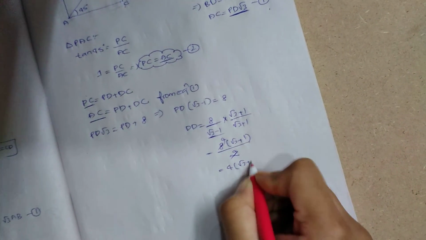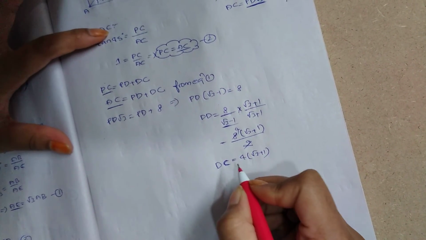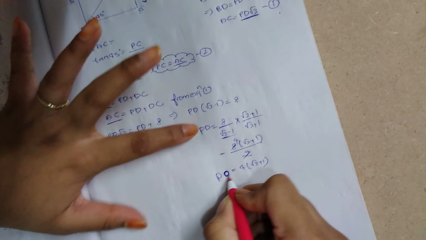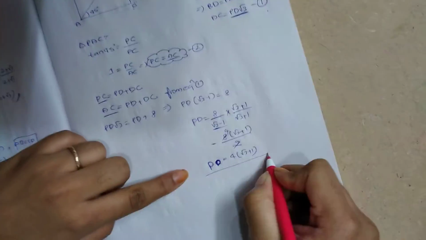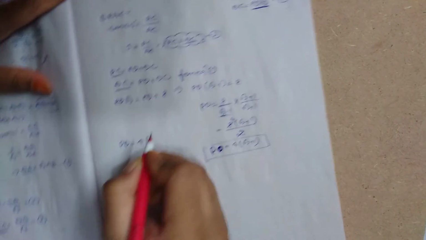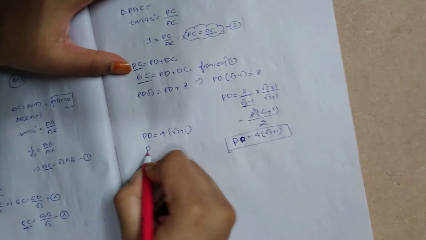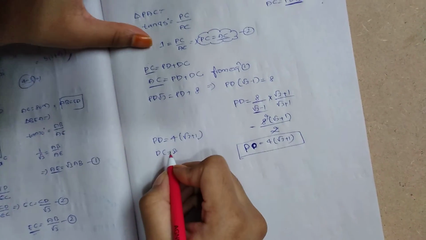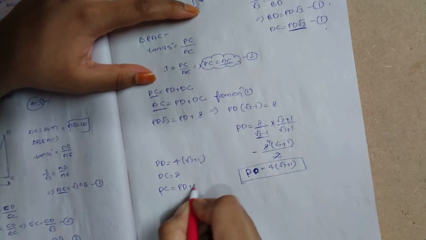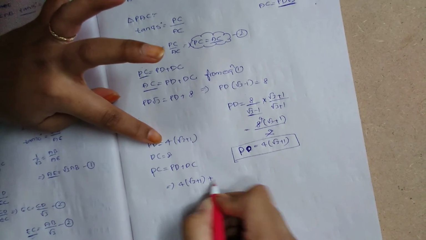What is this DC value, right? Yes, sorry, PD value. I'm sorry. Here I have written it wrong. PD value. Agree? Now, we got the value of PD. What is it? 4 of root 3 plus 1. And we have the value of DC, which is 8. They are asking the height of it. So, PC is equals to PD plus DC, which implies 4 of root 3 plus 1 plus 8.